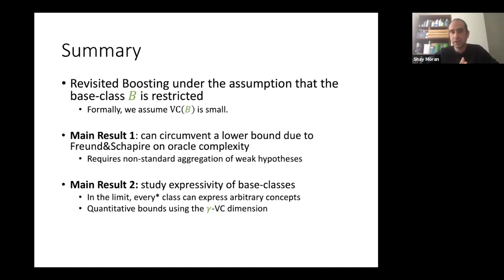And the second focus was to understand how expressive base classes are when used in this context of boosting. We showed that in the limit, every or almost every base class can express arbitrary concepts. And we also gave quantitative bounds on this expressivity using this notion of gamma VC dimension. Let me remind you that this notion of gamma VC dimension was also critical in the lower bound for the first main result, where we show that you must use something different than majorities, something more complicated. From a technical perspective, this is the bridge that connects these two main results. But unfortunately, I will not discuss the technical details in this talk.